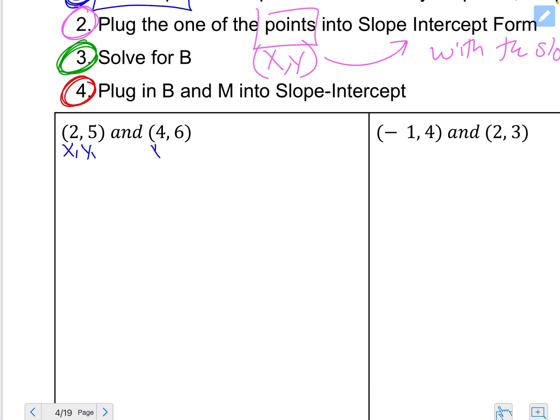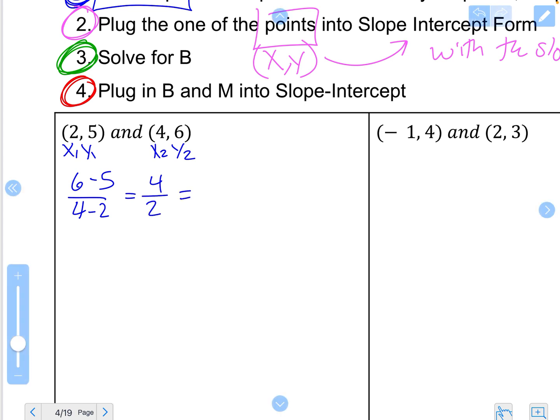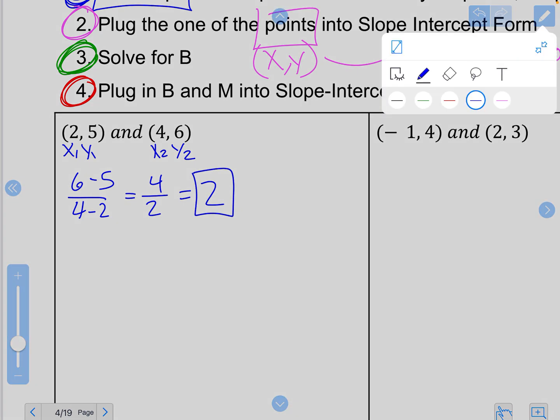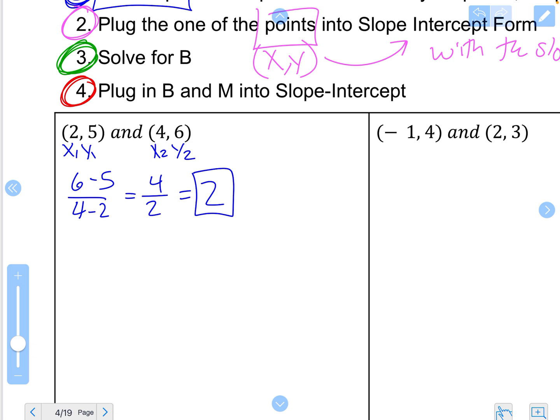x1, y1, x2, y2. So 6 minus 5 over 4 minus 2. So 6 minus 5 is 4. 4 minus 2 is 2. And we simplify that to a 2. And so the next part that we need to do is pick one point. It can be any point. It does not matter which one it is.